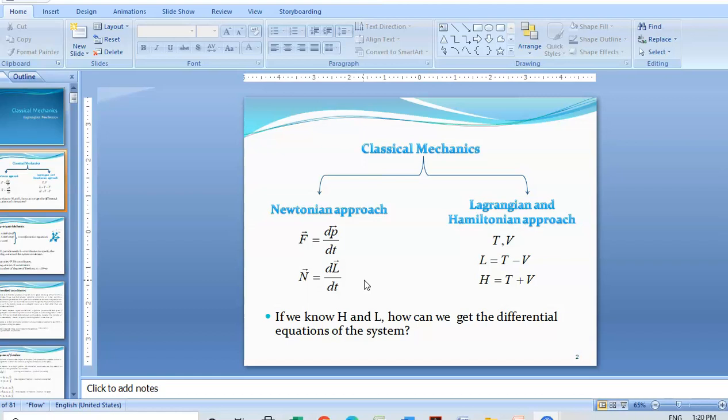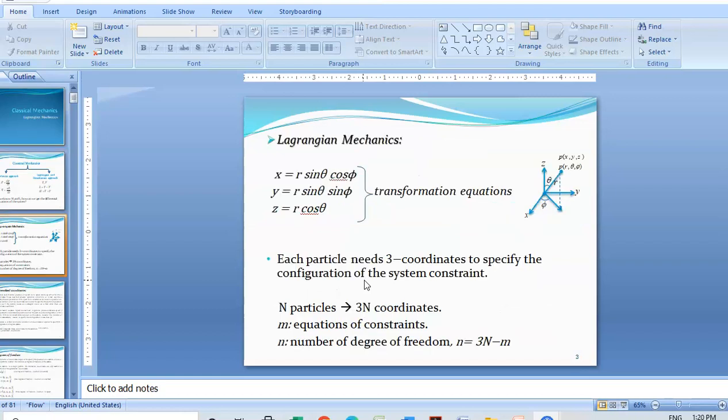With the help of D'Alembert's principle, we use the virtual work. It is given with the coordinates T, V, where T is kinetic energy and V is potential energy. L is equal to T minus V, H is equal to T plus V. What is H? H is nothing but the Hamiltonian. L is the Lagrangian. So how can we get the differential equation of the system? If we apply this Lagrangian and Hamiltonian to a system, we can see how it behaves. Lagrangian mechanics will have coordinates as x, y and z axis. So these are the transformation equations.